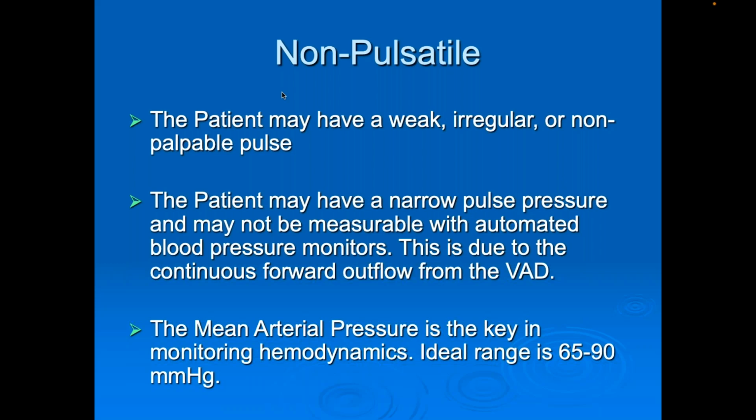To give you an example, you would see a blood pressure of like 90/86. It may not be measurable with an automated blood pressure monitor. This is due to the continuous forward outflow from the ventricular assist device. The mean arterial pressure is the key in monitoring hemodynamics. The ideal range is usually 65 to 90. So automated blood pressures can definitely help in looking at the MAP.